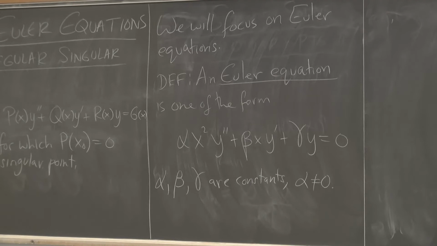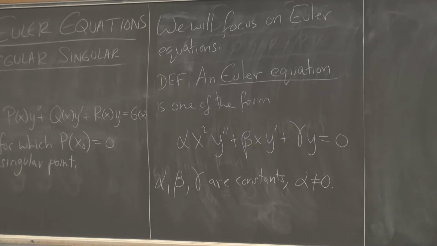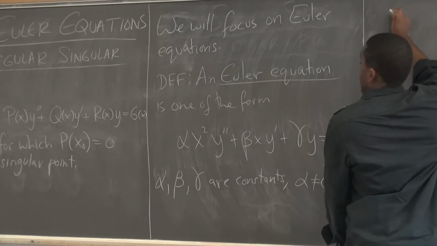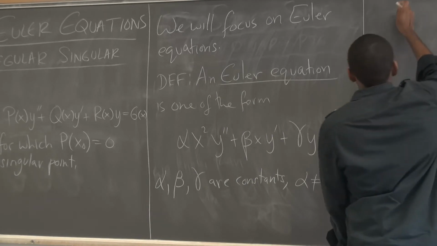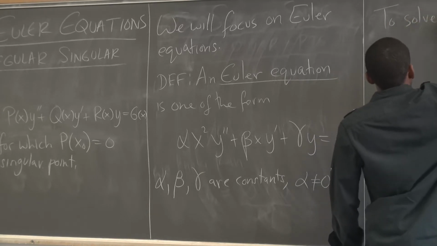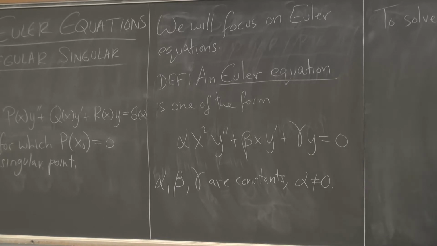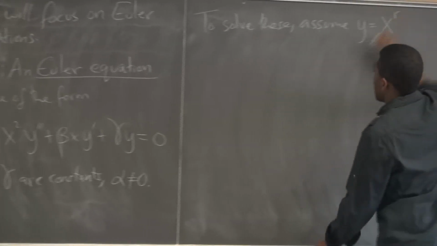Now, way back in chapter 1, they introduced this. They never really told you anything about it, but they sort of gave you the method to solve it. Anyone remember what the method is? Nope, it doesn't involve exponentials. Assume y equals x to the r.